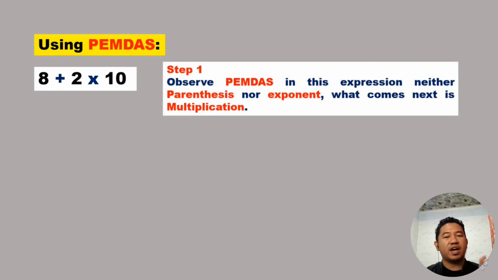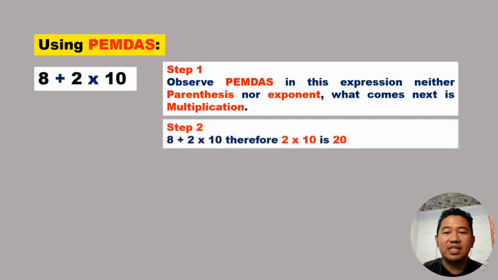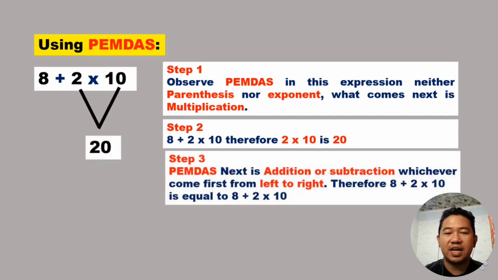Now 8 plus 2 times 10. Now observe PEMDAS in this expression. Neither parenthesis nor exponent. What comes next is multiplication. Now for step 2, 8 plus 2 times 10. Therefore, 2 times 10 is 20.